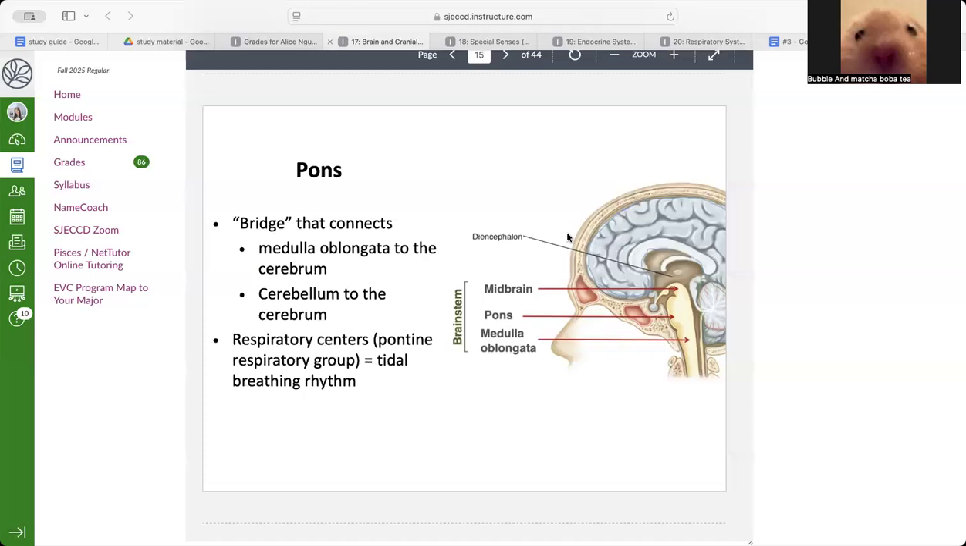The pons is like a bridge, with a little bulge shape. It has longitudinal nerve fibers that connect the medulla oblongata up to the cerebellum. The transverse nerve fibers that run horizontally connect the cerebrum to the cerebellum. It's used to relay things around your brain, and it controls the breathing rhythm.